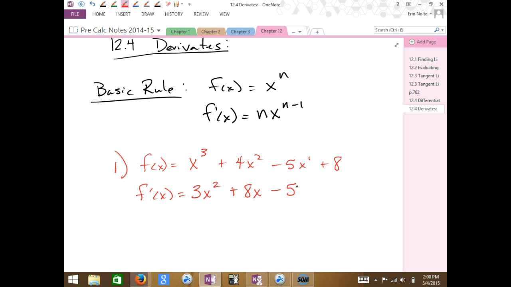So the idea is that I'm losing one of the x's. That x goes away. What is the derivative of 8? A constant. 0. The derivative of any constant is 0. If you need to write that somewhere in your notes, go ahead and do that. The derivative of any constant is 0. Okay, so that is the derivative.